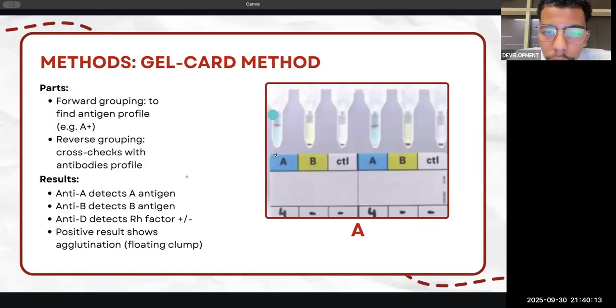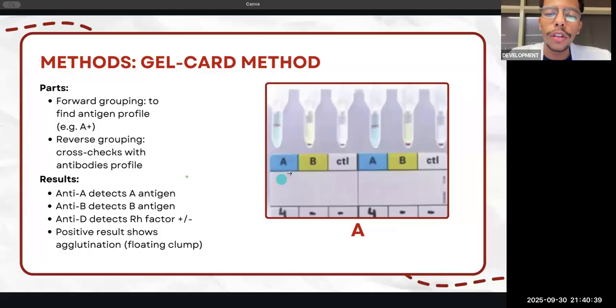Okay. Here in the tube, we have what? The antiserum, which has antibodies against A, and then the antiserum which has antibodies against B. So if it clumps up in A, that means you have antibodies against A in the tube. So the patient has type A. Okay, the patient's blood is type A.